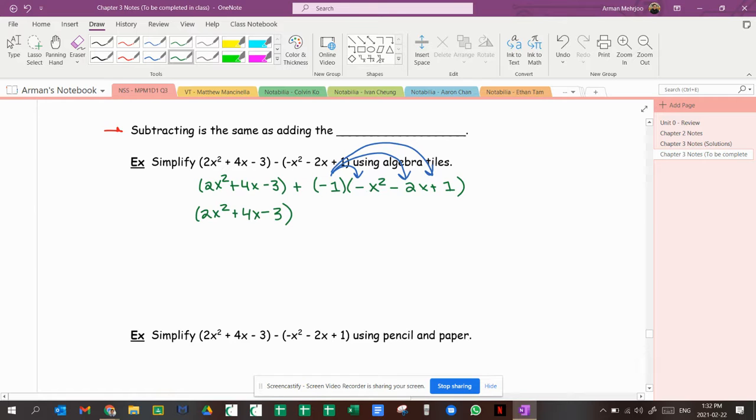And so negative 1 times negative x squared is just going to be positive x squared. Negative 1 times negative 2x is going to be positive 2x. And negative 1 times positive 1 is going to give you minus 1. So then I can get rid of the brackets on this term. And then I can identify my like terms. I can group them up. And I can simplify.